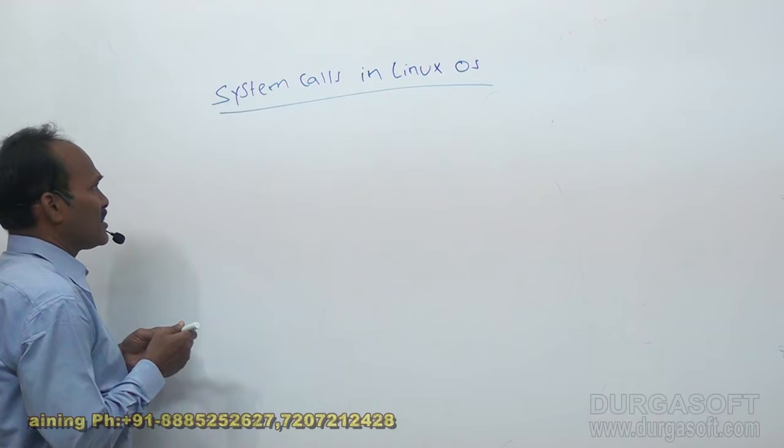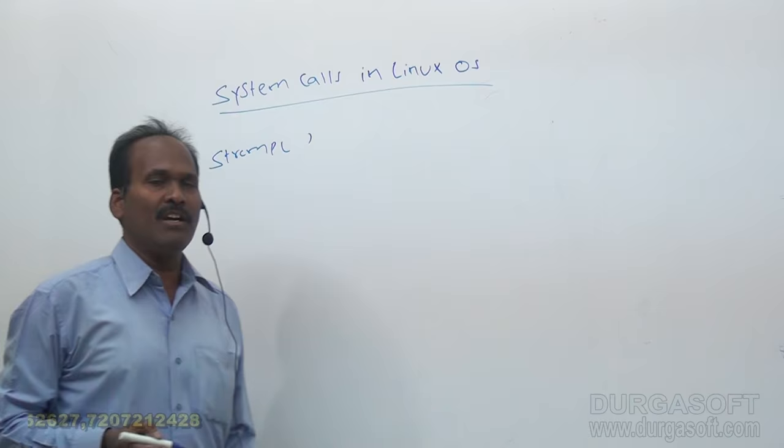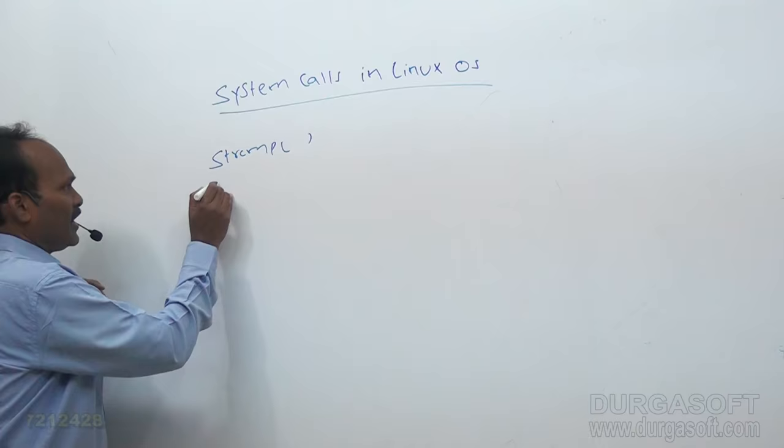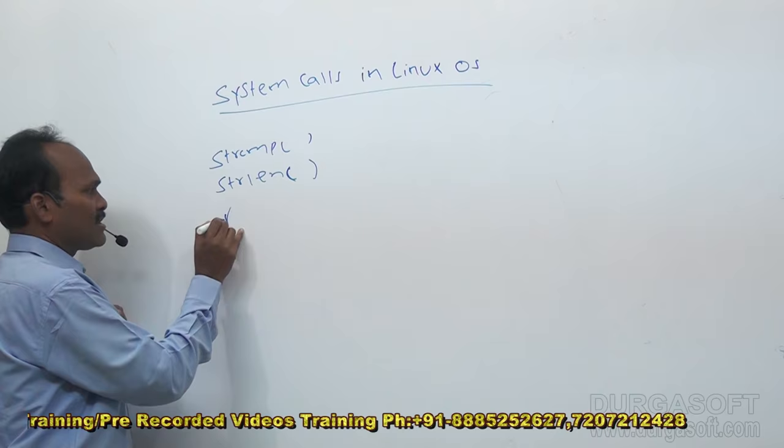Suppose a built-in function like the string comparison function. The purpose of the string comparison function is to compare two given strings. After comparison of the two strings, the difference value is returned. In the same way, I can make use of the strlen function, by which the length of the given string is determined. In the same way, I can use the fopen function.